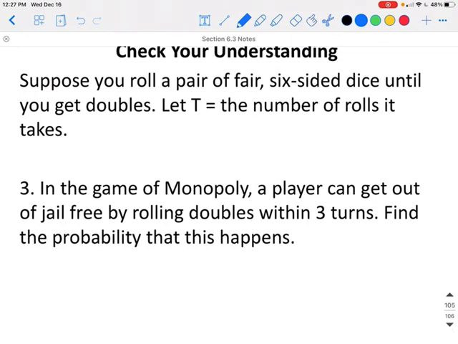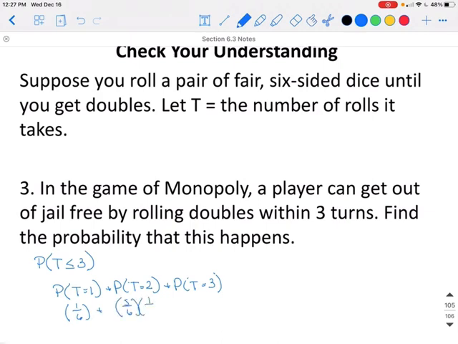In the game Monopoly, a player can get out of jail free by rolling doubles within 3 turns. Find the probability that this happens. So this is the probability that your T value is less than or equal to 3. Again, you can do this by hand. You can find the probability you do this on the first try, the second try, or the third try, and you can find each of those probabilities by hand. This would just be 1/6 plus 5/6 times 1/6, and this one would be (5/6) squared times 1/6, because you failed twice, and then you were successful once.